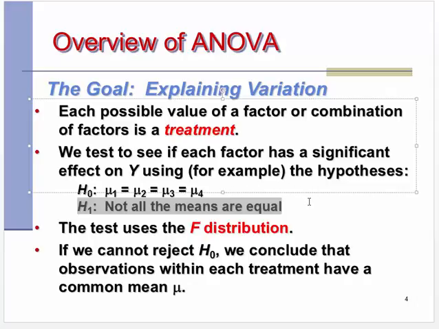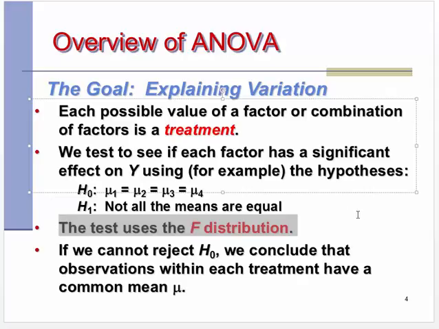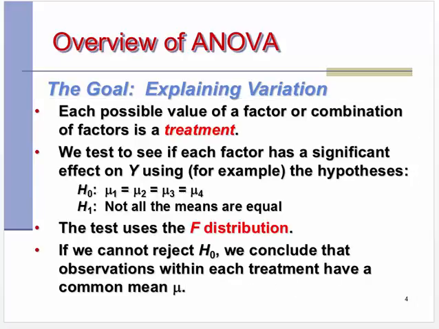And the test of this ANOVA uses the F distribution. I will show you the F distribution in just a minute. And if we cannot reject the null, we conclude that observations within each treatment have a common mean of mu. So we want to see if the mu's are the same or not.